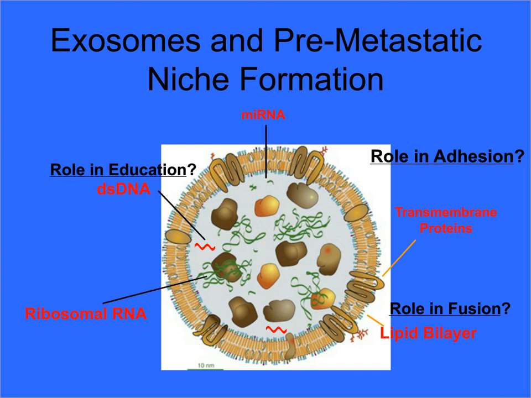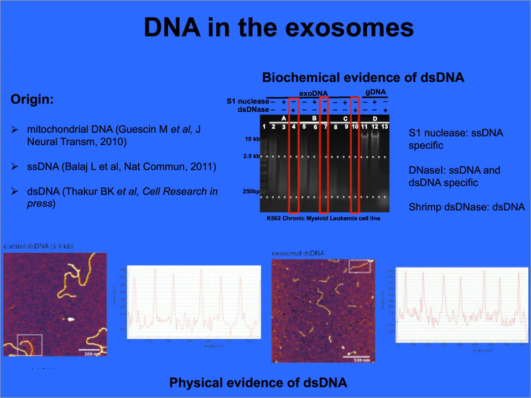And so here was our first evidence showing DNA in the exosome. On the right, you see those red bars, and that was where we had biochemical evidence of double-stranded DNA, where we used shrimp double-stranded DNA, and you could see we could get rid of most of the DNA with this enzyme.